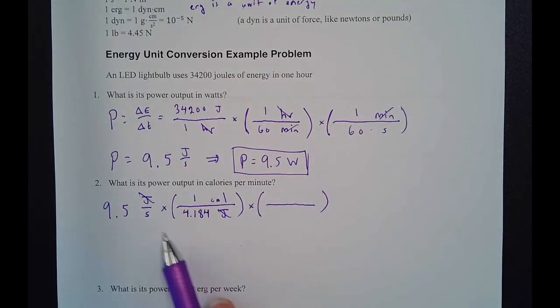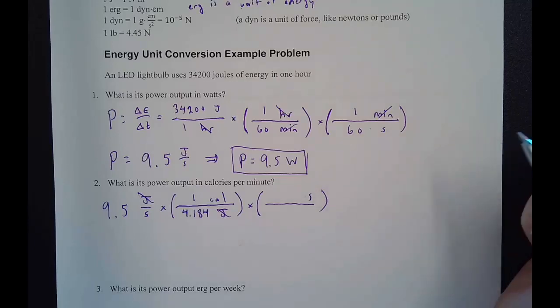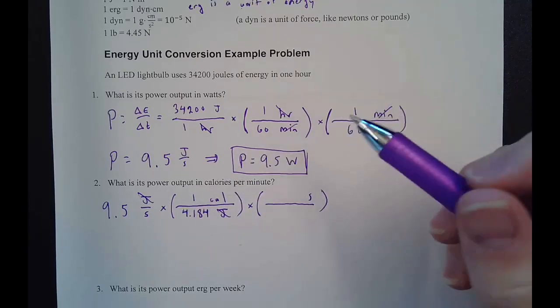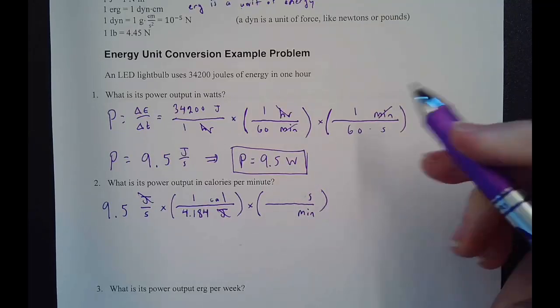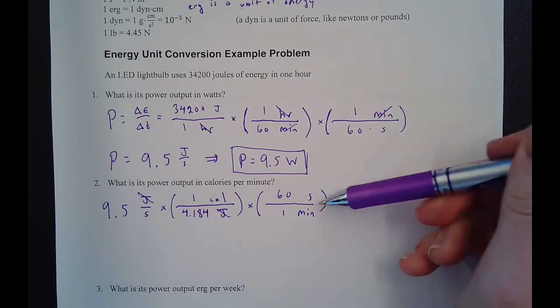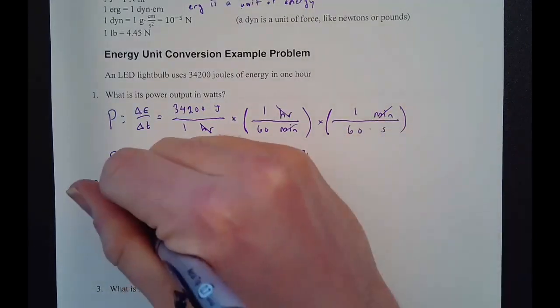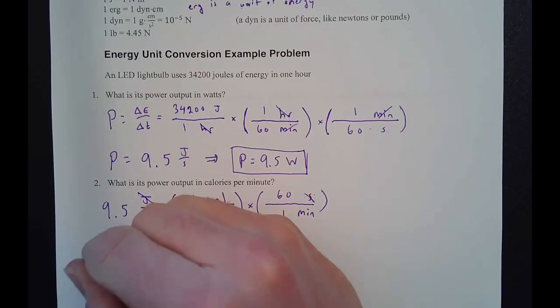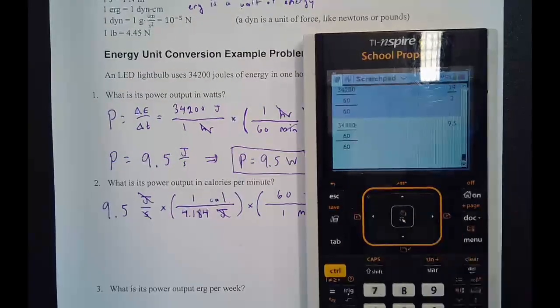I have seconds in the denominator, so I'll need seconds in the numerator there. And instead of calories I want minutes. I know that there are 60 seconds in 1 minute, and this seconds here will divide with that seconds in the numerator, and I'll be left in the end with calories per minute, which is my end goal. So I'm going to type this in as 9.5, divided by 4.184, and then times 60.